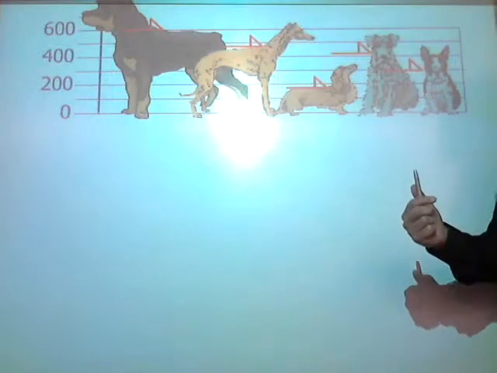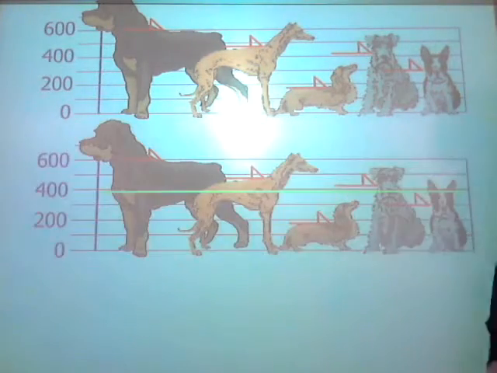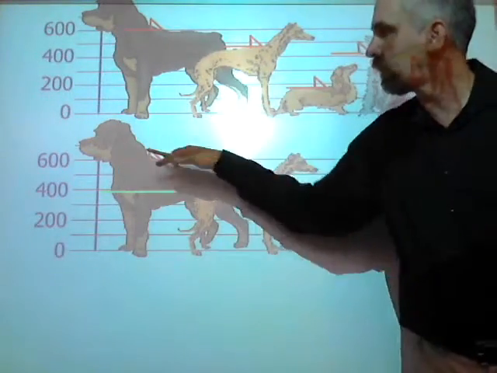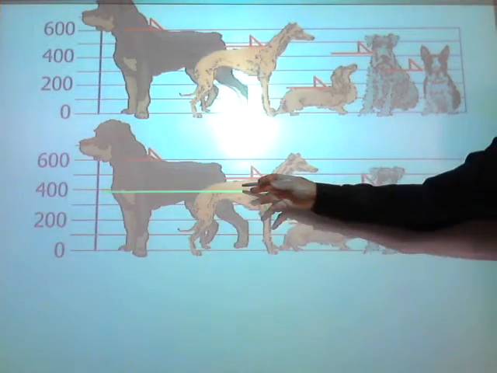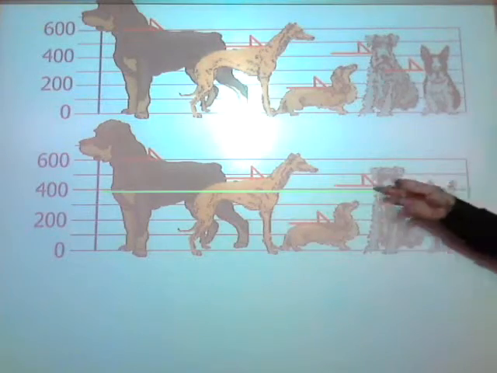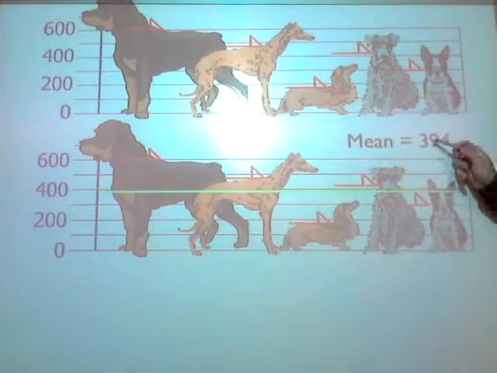I wanted to know what their average height was. Well, I could find that out. For the average height, I would simply take all their heights at the shoulders, in whatever this is, centimeters, millimeters, whatever their height is at the shoulders, and I would get that average. The average comes out to be 394.